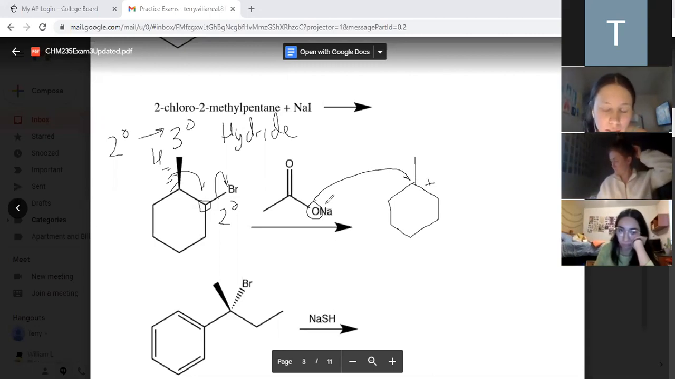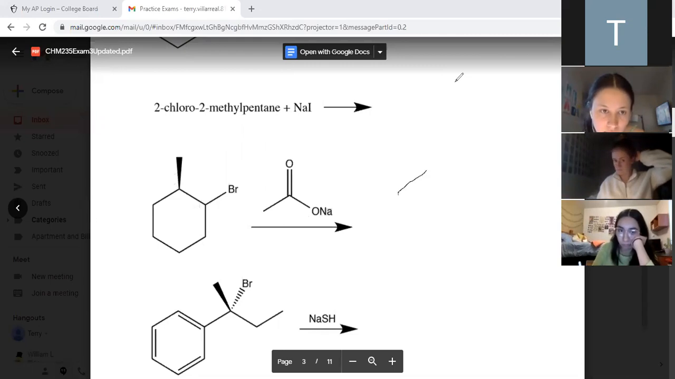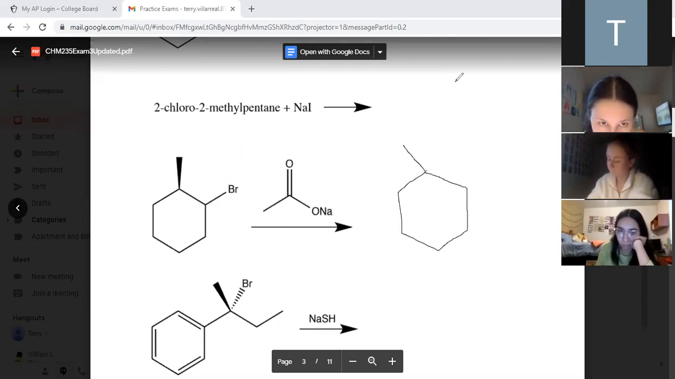So now the product is simply going to be your cyclohexane ring with the methyl, and then with your O, carboxylate, acetylate, acetate. There you go, acetate group. That's what that is. I know my stuff, I promise. So you just simply add the acetate group. Questions on that one?